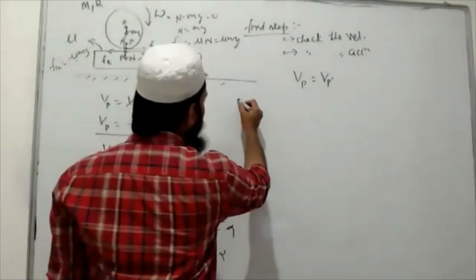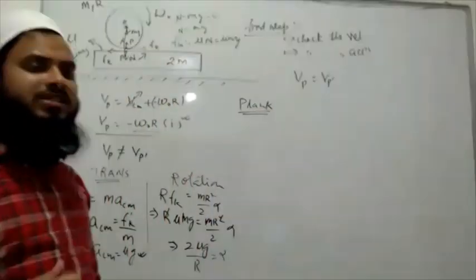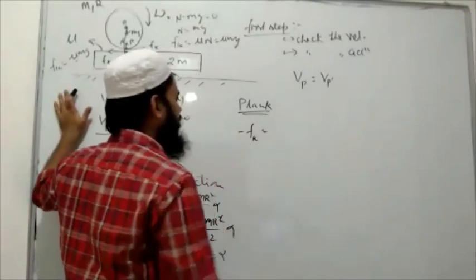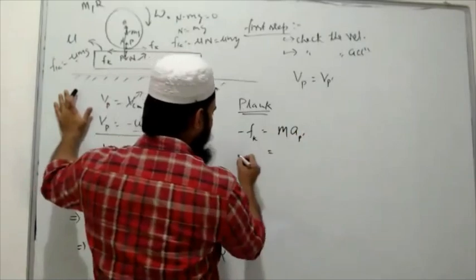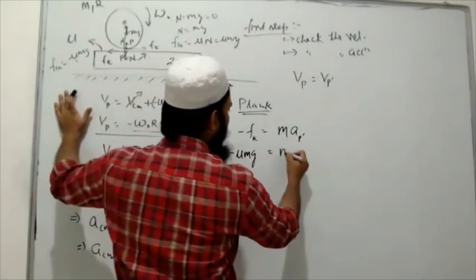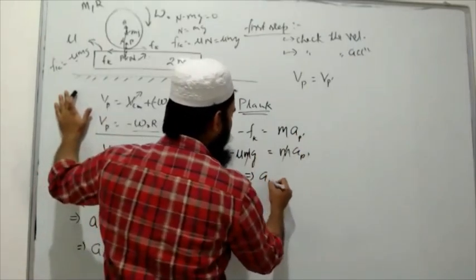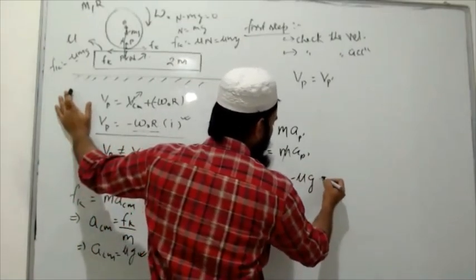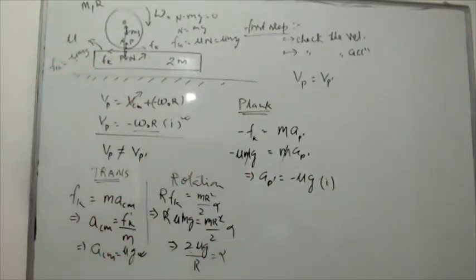So I am writing the dynamics of the plank. I apply Newton's second law on the plank. So I can write minus Fk equals M into A of P dash. From here, minus mu into M into g equals M into AP dash. And from here, AP dash equals minus mu g in the i direction. Is it clear?